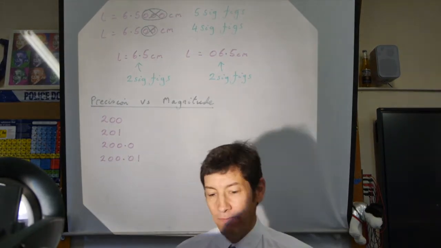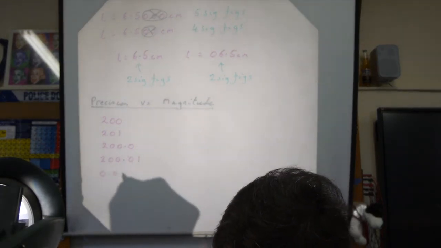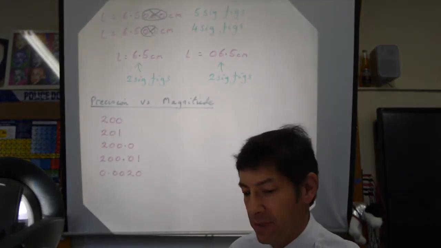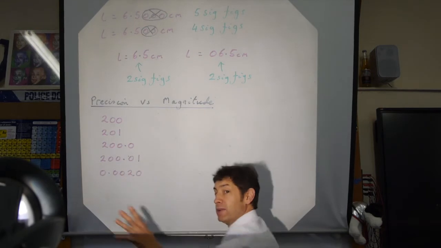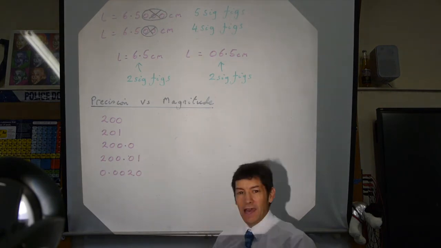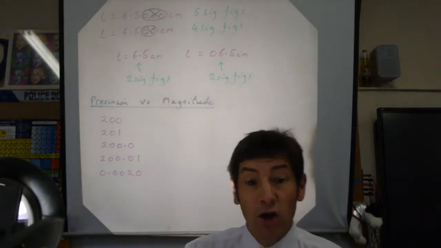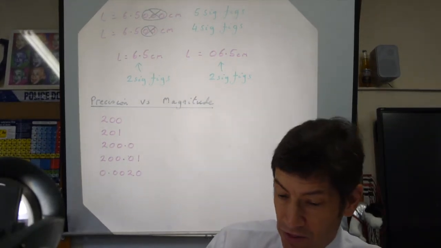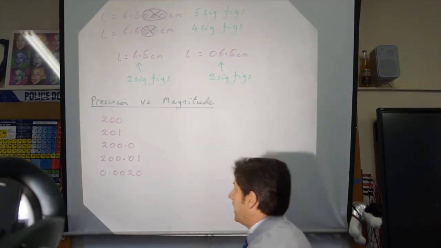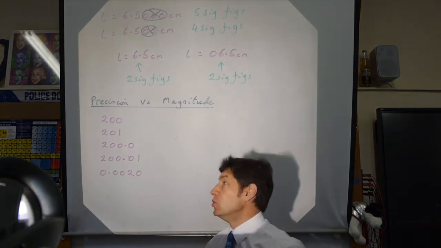But here's the tricky one. What about if the number is this, 0.0020? So we've got some measurements here. I'm not saying that all measurements are the same thing, but this is a tricky one. How many significant figures are in each of those? So I hope you got the right answer. You might not have got the right answer here, in fact. Now, I could go around in circles arguing about this one, and I'm not going to. I'm just going to tell you what the rule is.